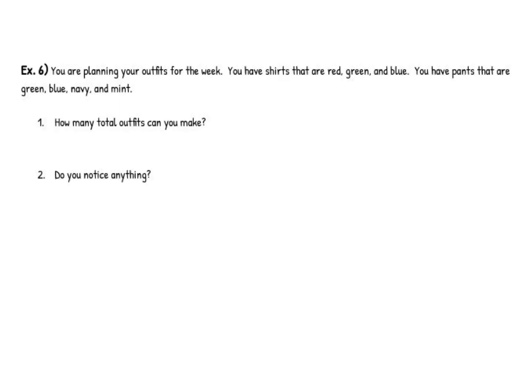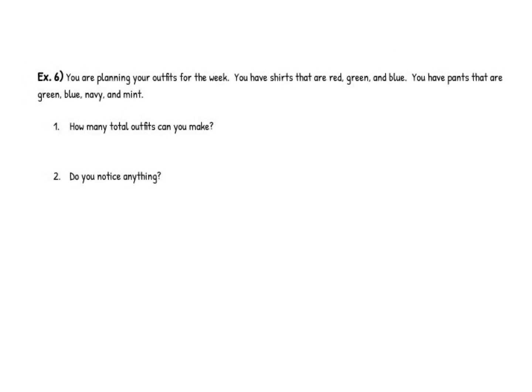Okay, so next we're going to introduce our next example that's going to talk about our last probability principle for this lesson. You are planning your outfits for the week. You have shirts that are red, green, and blue. You have pants that are green, blue, navy, and mint. So number 1, how many total outfits can you make? Go ahead, take a minute, try and figure that out, pause the video, and come back.